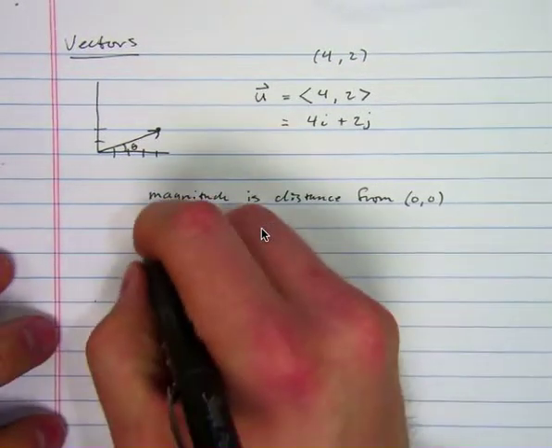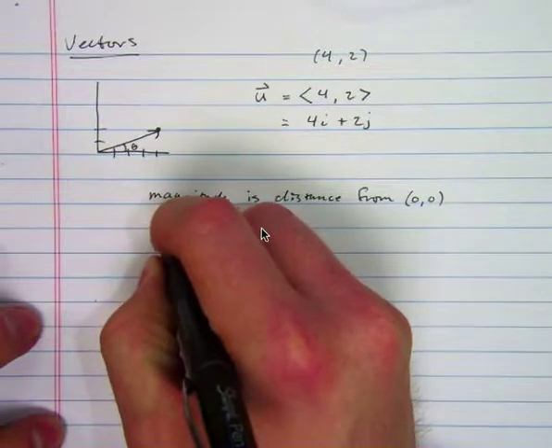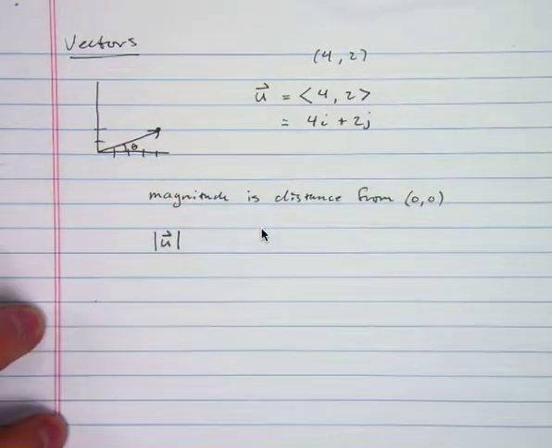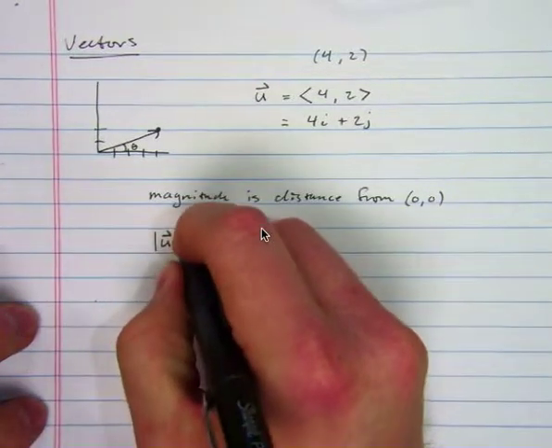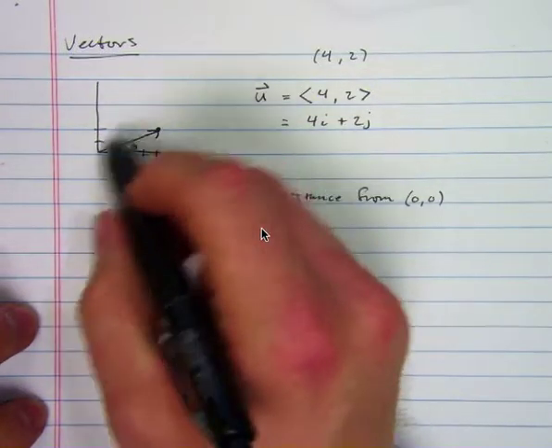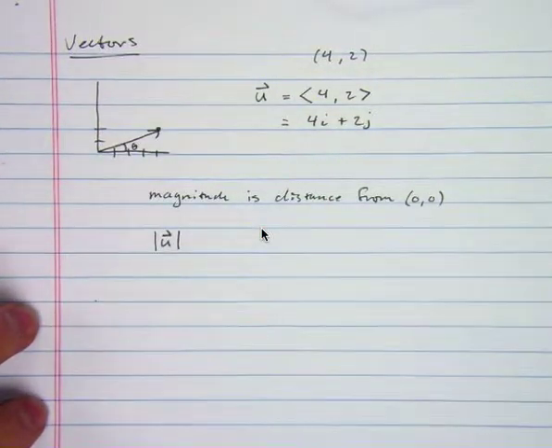Okay, so when I write the u vector and I put absolute value bars around it, absolute value is the same as magnitude, is the same as the distance from 0.